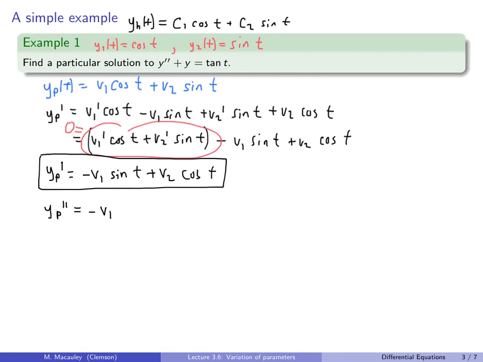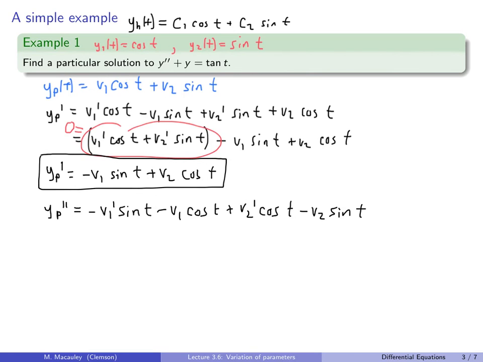negative v1 prime sine of t minus v1 cosine of t plus v2 prime cosine of t, let's fix that, v2 cosine of t minus v2 sine of t.